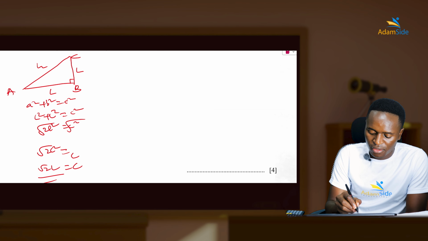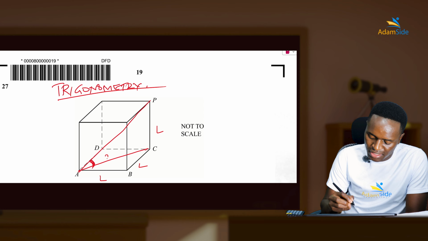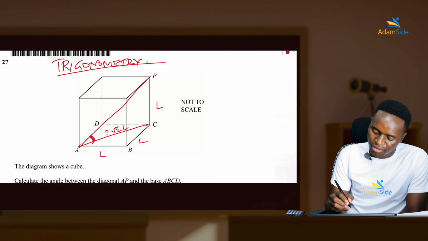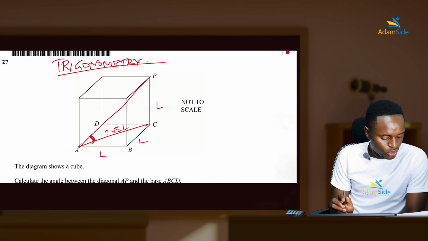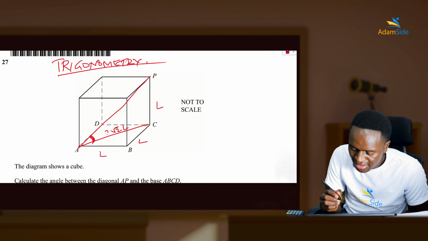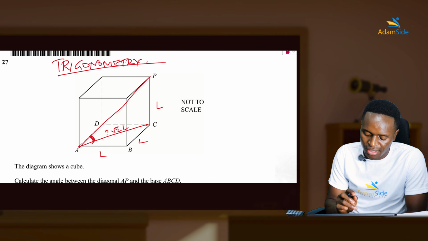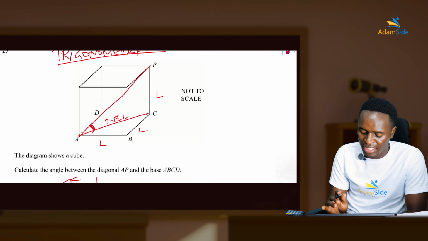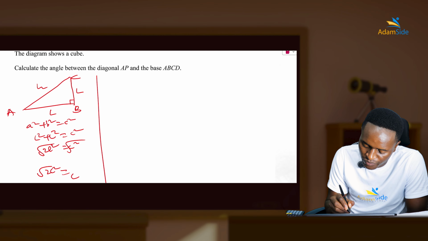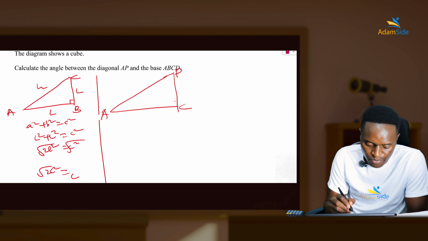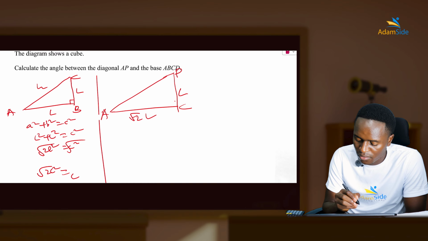Now, we go back to the diagram. AC is square root 2 times length, and we have that height as length. What we basically do, we form a triangle PAC. Let's draw triangle PAC. So we have this triangle APC or triangle PAC, and then this is length, and this is root 2 length. Now we need to find the angle.